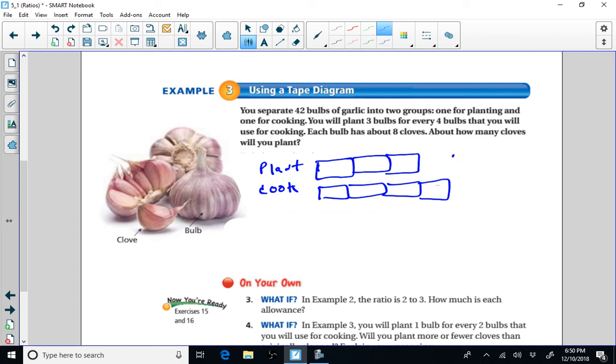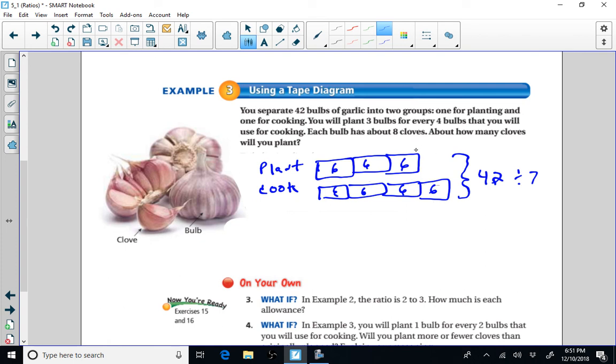Now we know that the total is 42. So those 7 parts have to total 42. Well, if I take 42 and divide it by those 7 equivalent parts, the unit must be 6. Once my unit is 6, I can answer the question, right?